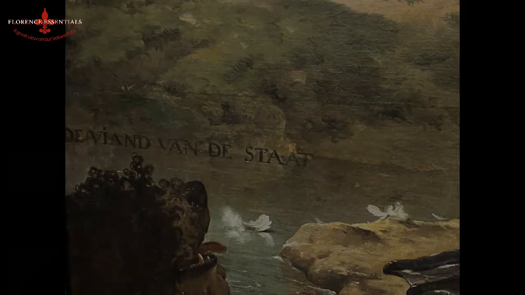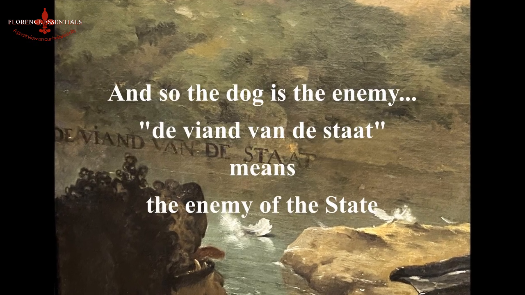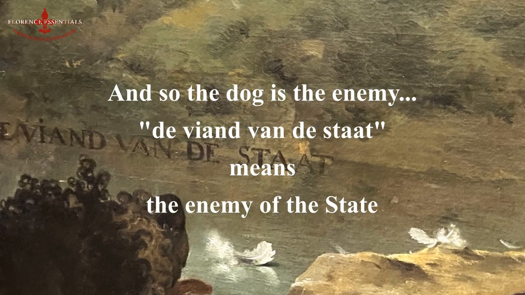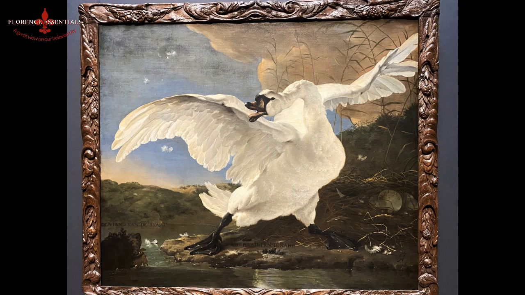2 decades after the painting was made, de Witt and his brother were murdered by Orangists. They wanted William III of Orange as king and end the Republic of Holland. The Angry Swan is on permanent display in the Gallery of Honor on the top floor of the Rijksmuseum.